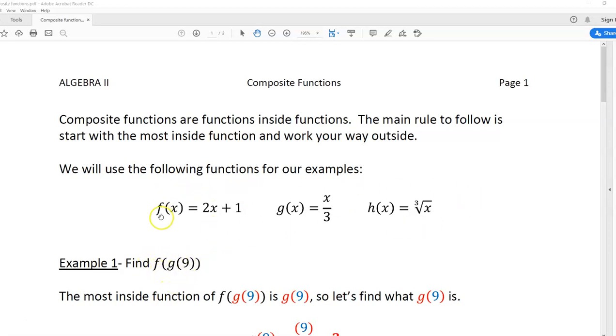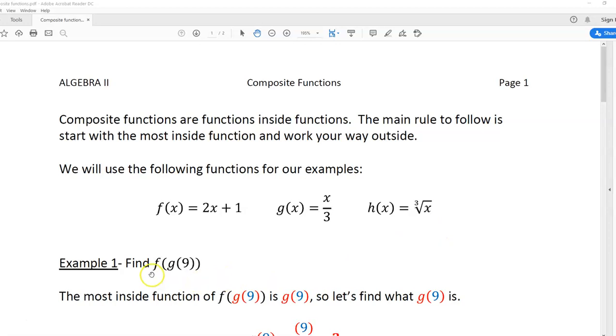We've got 3 functions listed here that we'll use for all 3 of our examples. You may want to write them down because they will disappear off the screen as we slide along. F of x equals 2x plus 1. G of x is going to equal x divided by 3. And h of x will be the cube root of x.